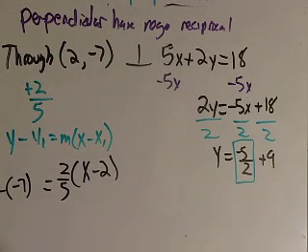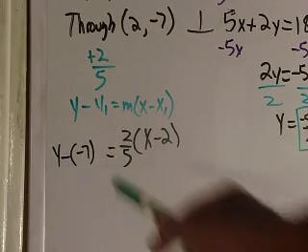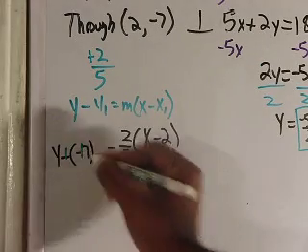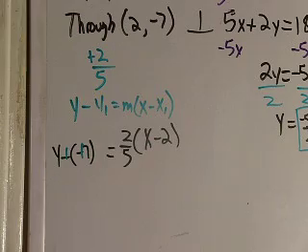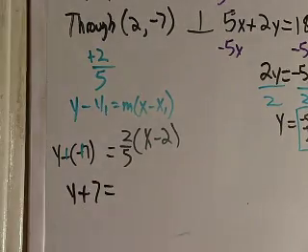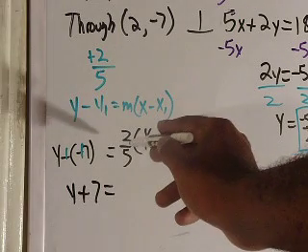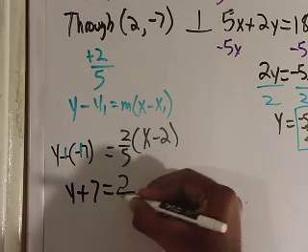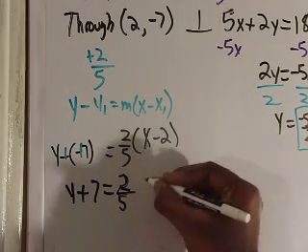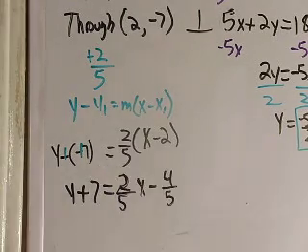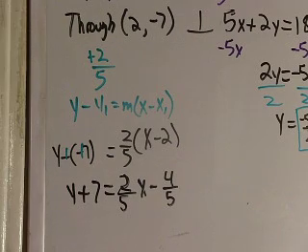Now distribute. What happens here when we have a double negative? That becomes plus, a positive. Add a line, change the sign. So that becomes y plus 7 is equal to, distribute this 2/5, so 2/5 times (x minus 2). So it becomes 2/5 x minus 4 over 5.